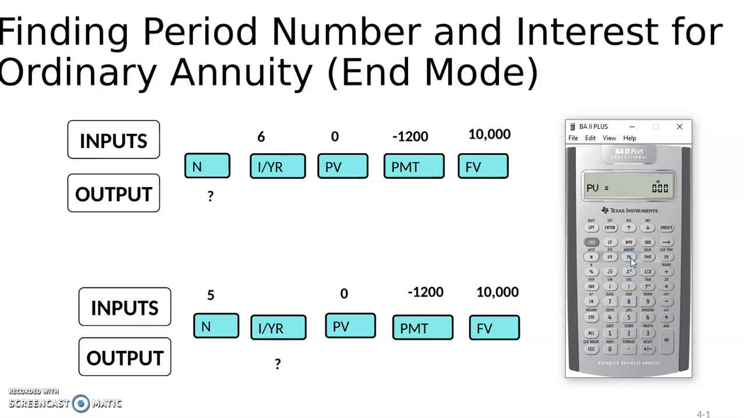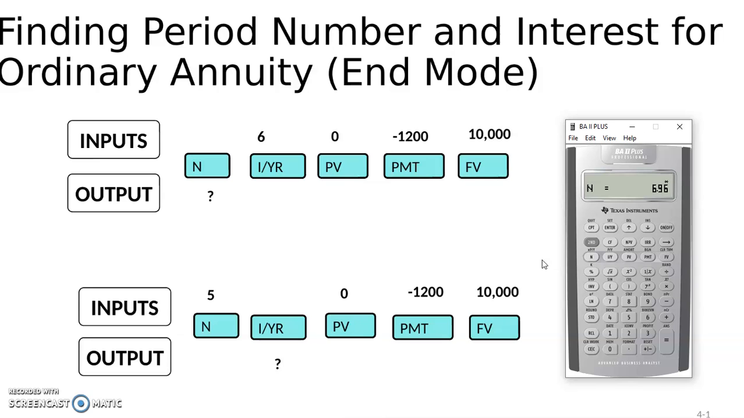I have a PMT of 1,200, so I am paying $1,200 every year. So I have 1,200, a negative figure, setting it to PMT, and I require a future value of $10,000. So 10,000 and FV. Then I compute the number of time periods. So compute N. So I get the number of time periods equal to 6.96.